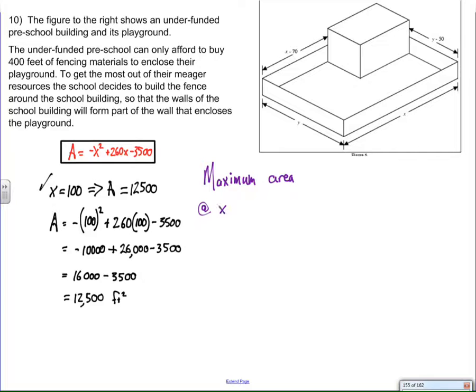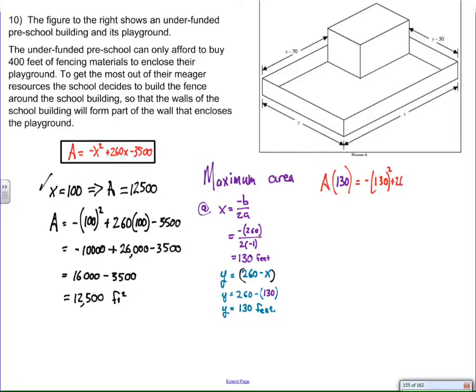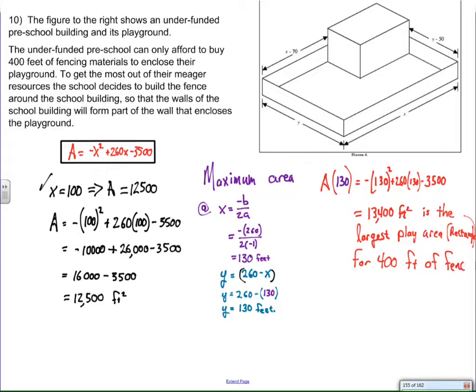So now that I know the equation is valid, I'm going to find the maximum area, which is a vertex situation. So I find the axis of symmetry. And by the way, I just found the y value too. X is 130 and y is 130. So we want to make a square-shaped playground. And as far as area is concerned, we're going to find the area of the playground, subtract off the 3,500, and we end up with 13,400 square feet, which is almost 1,000 more square feet than I would have had if I made x equal to 100. So by making x equal to 130, I got 1,000 square feet extra playroom for the kids.